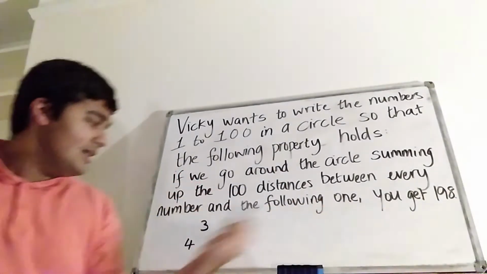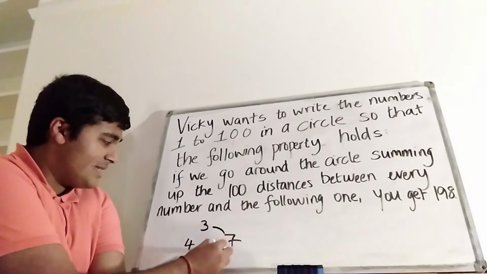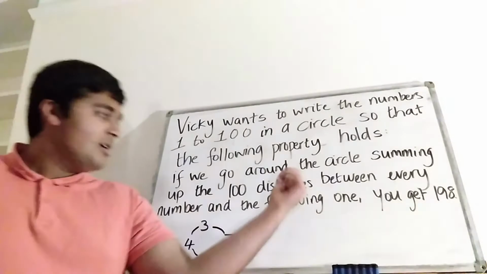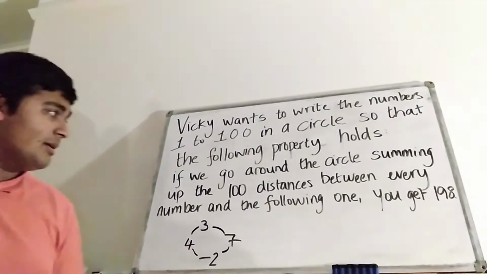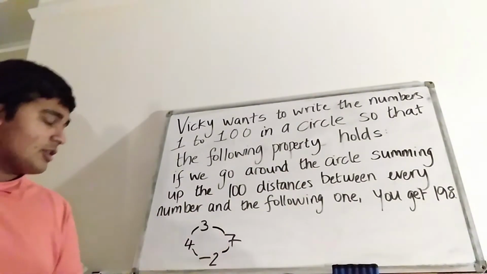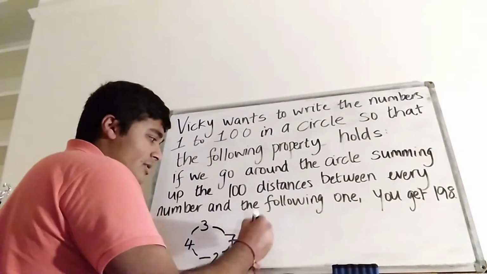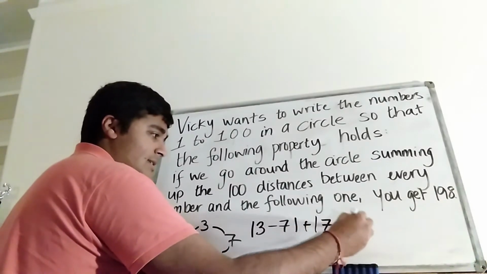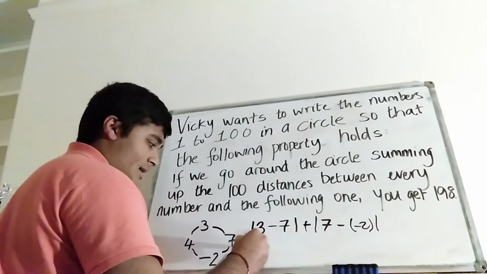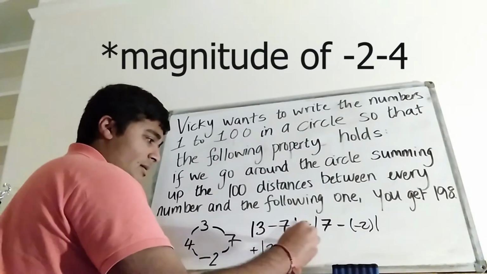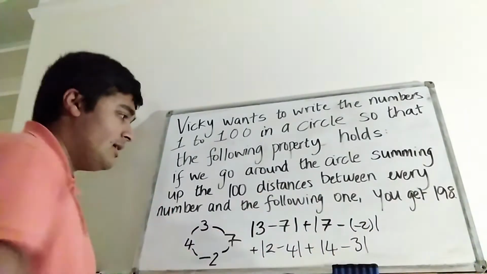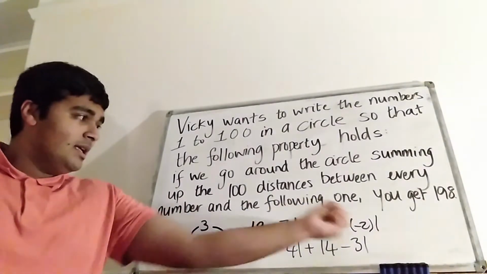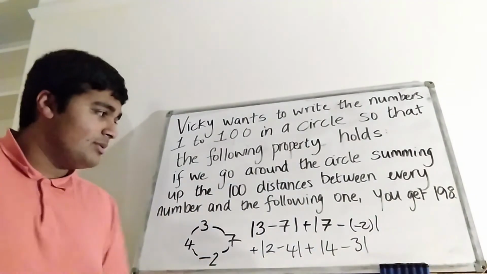Okay, so I've written down a small circle with just 4 numbers here, just to explain this property. By distance, we just mean the magnitude of the difference between the two numbers. So the sum of the distances going around this circle would be the magnitude of 3 minus 7, plus the magnitude of 7 minus 2, plus the magnitude of 2 minus 4, plus the magnitude of 4 minus 3. Those are the distances between each number and the consecutive one, and we're adding them up. So here we've got 4 different distances we're summing up.